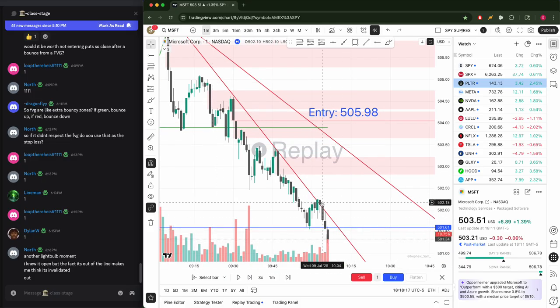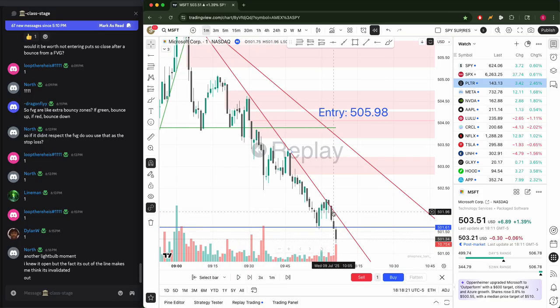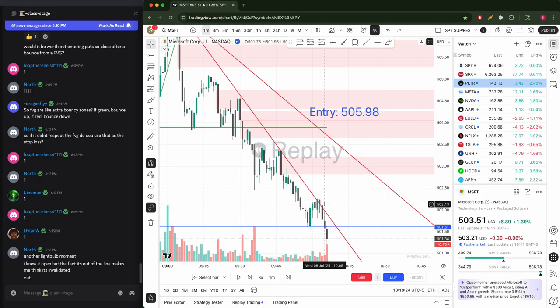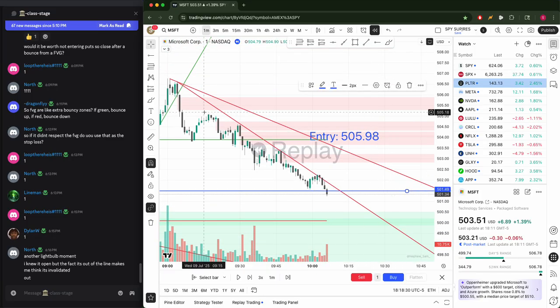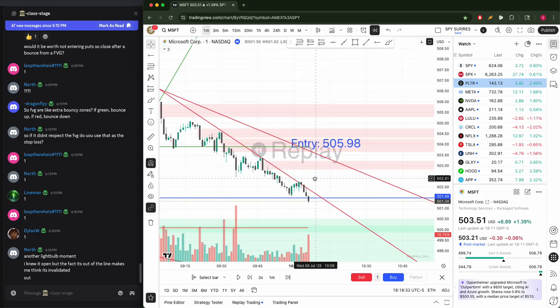And then boom, we are exiting here. I don't care if it continues to make this move down. The fact that you rode it from 505.98 all the way down to 502.14 on runners, you should be up pretty good. I don't know option pricing, but pretty sure you should be good.